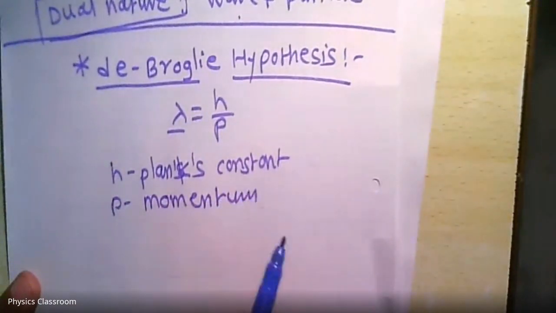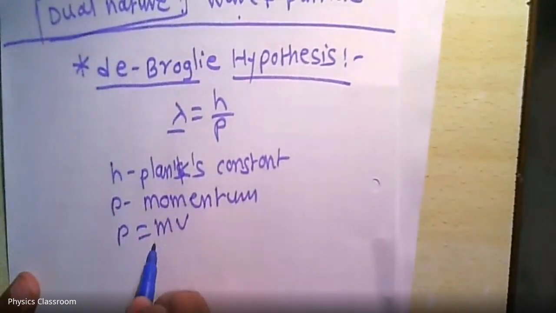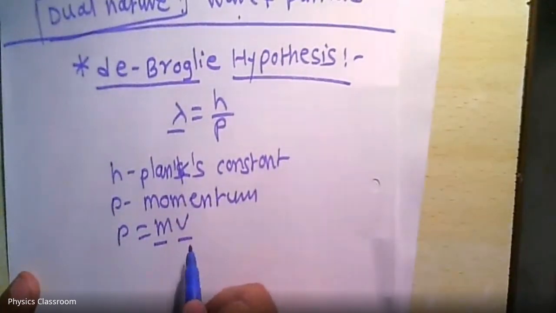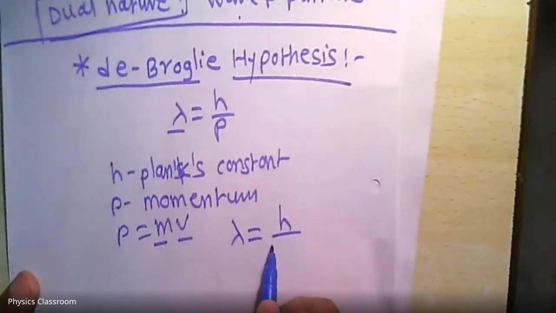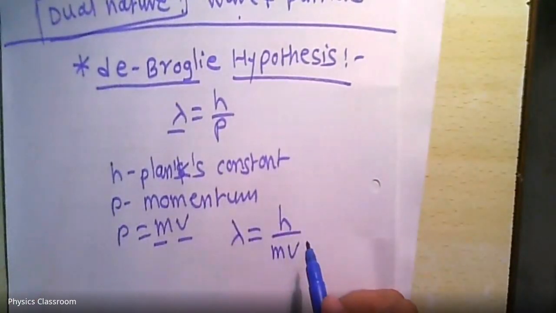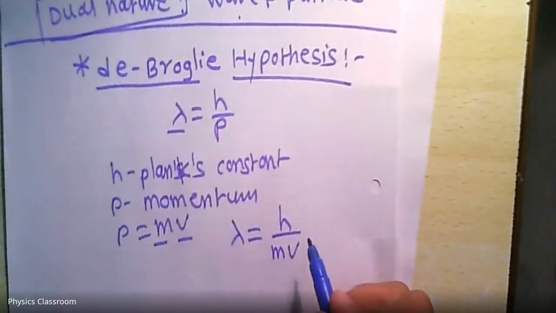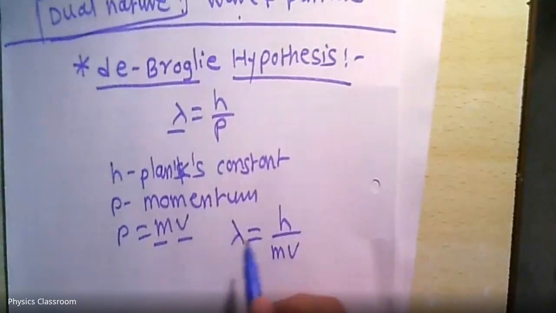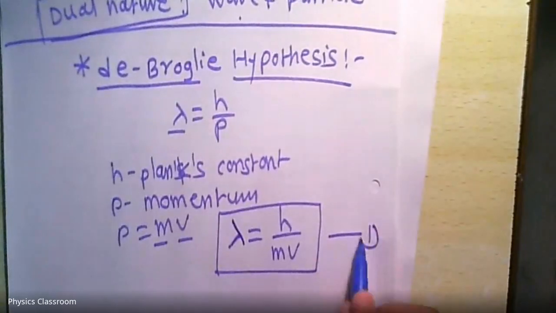P is momentum, and its formula is P is equal to mass into velocity. Therefore, lambda is equal to h upon mv. Lambda means wavelength, and this equation is called the de Broglie wavelength.